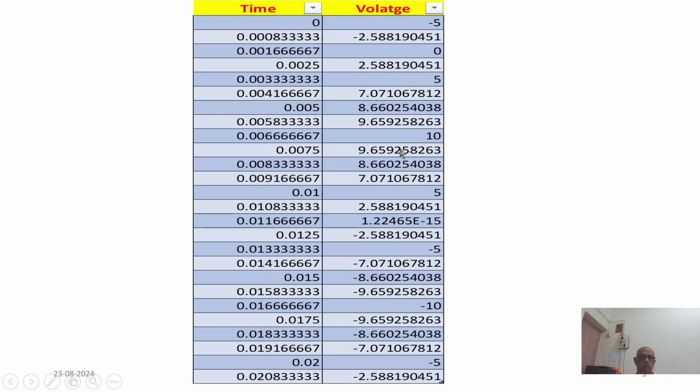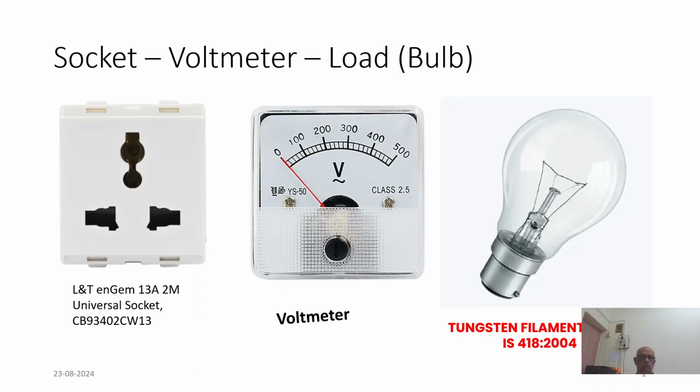This is 10, and then subsequently it has started decreasing, and you can see the cyclicity. At time equal to 0, this was -5 volts, and at time equal to 0.001 again it has reached -5. Similarly, you can see here 7.07, 7.07, 8.66, 8.66, 9.66. So that is a repeating phenomenon. What we are doing, in fact, is, let's just come back, as this is a voltmeter, and I am measuring the voltage across it, which is feeding a load.